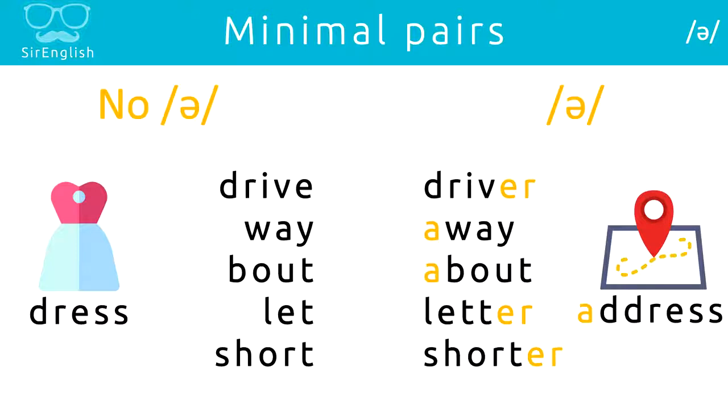So now we're going to go to the minimal pairs. This will really help you to master the sound. So on the left, we have words that don't contain the sound, and on the right, we have words that contain the target sound. So they're basically the same words, except the words on the right have an extra sound, which is the target sound. So listen to each pair and repeat after me.